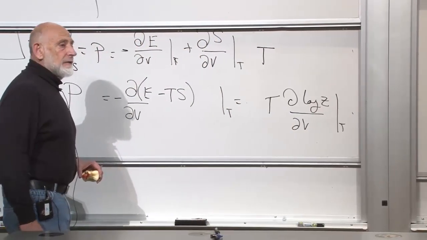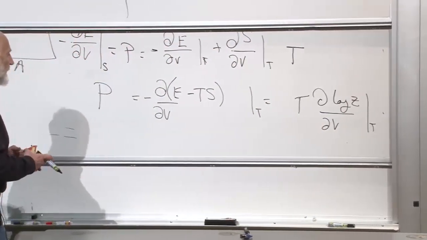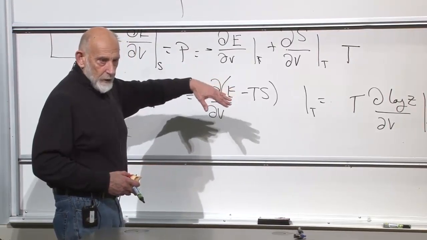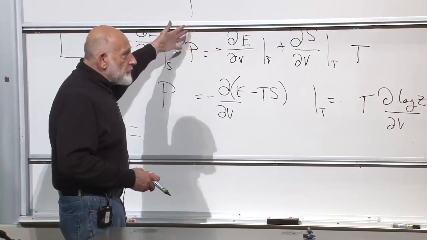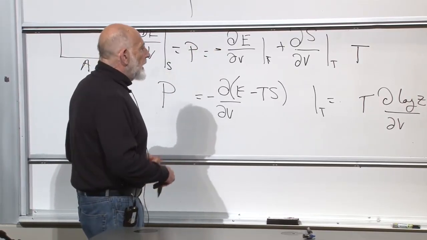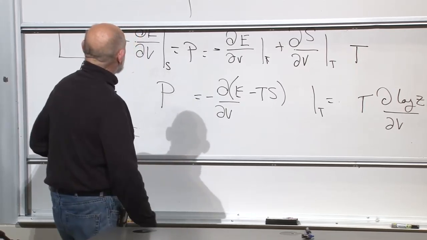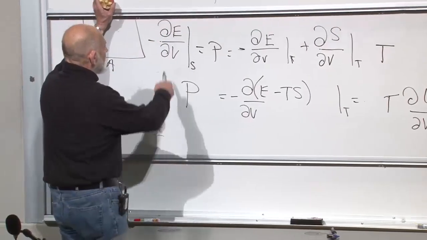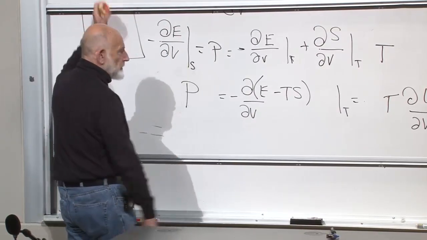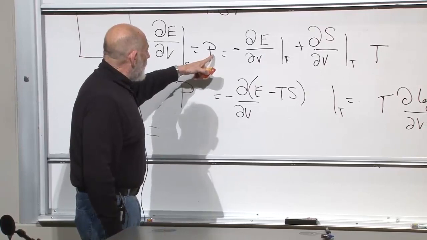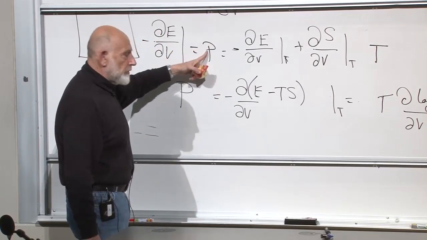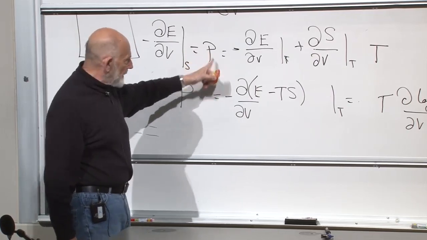Now you can carry this out for basically any control parameter. I just used volume as a control parameter because it's familiar. For any control parameter, there is always a derivative of energy with respect to the control parameter at fixed entropy. That is called the conjugate thermodynamical variable. Volume and pressure are conjugate variables thermodynamically.